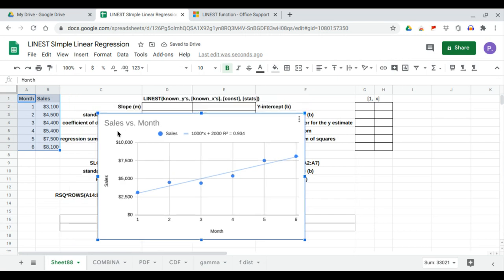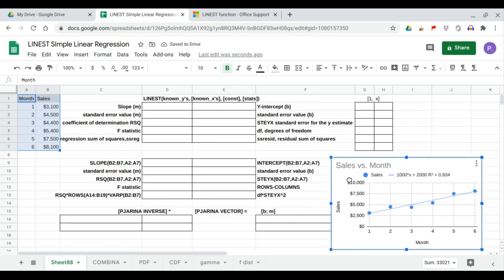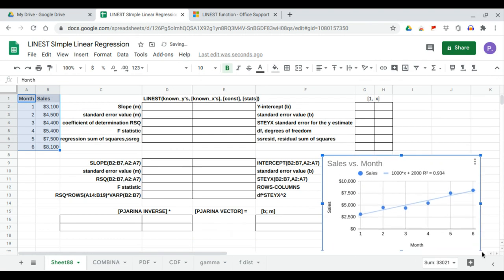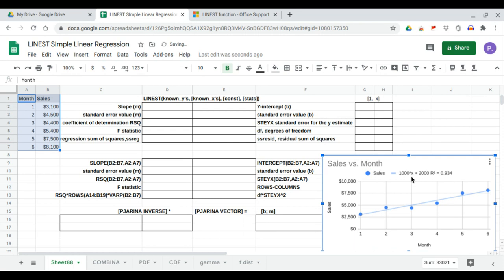So here's the trend line equation, which is sales equals 1000x plus 2000, and R squared is 0.934. So we calculate this using LINEST. So this is LINEST, known y's and known x values, enter. So our y-intercept is 2000, matches our trend line equation, and the slope, 1000, matches our trend line equation.